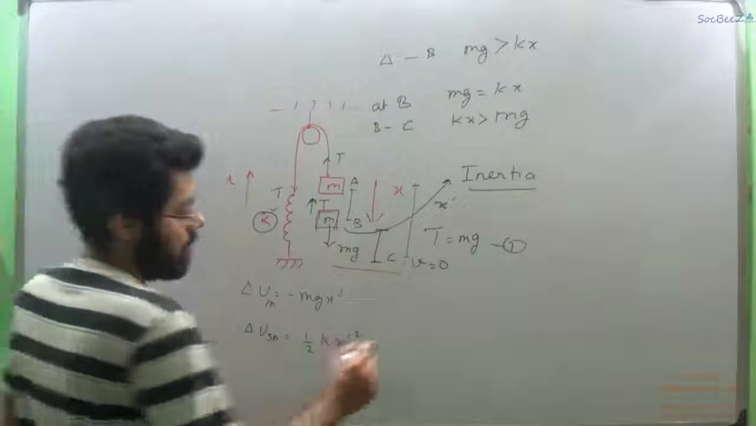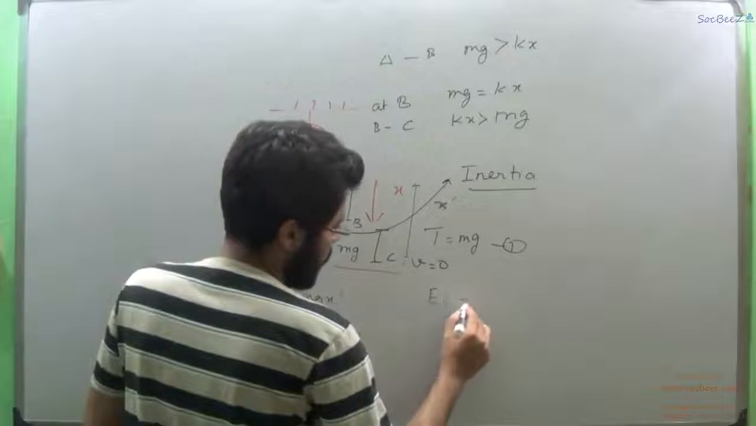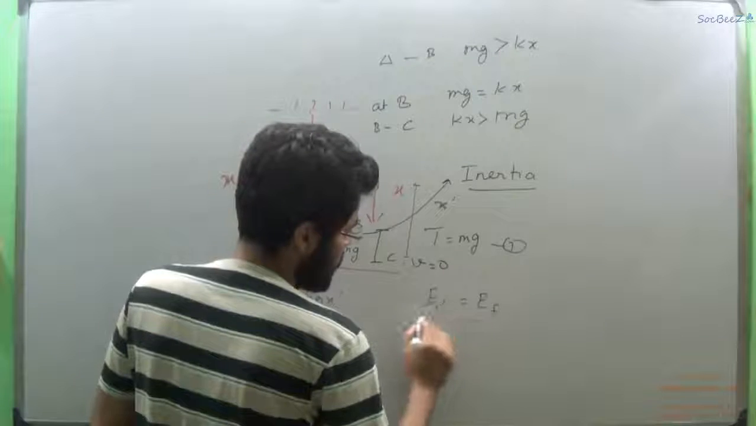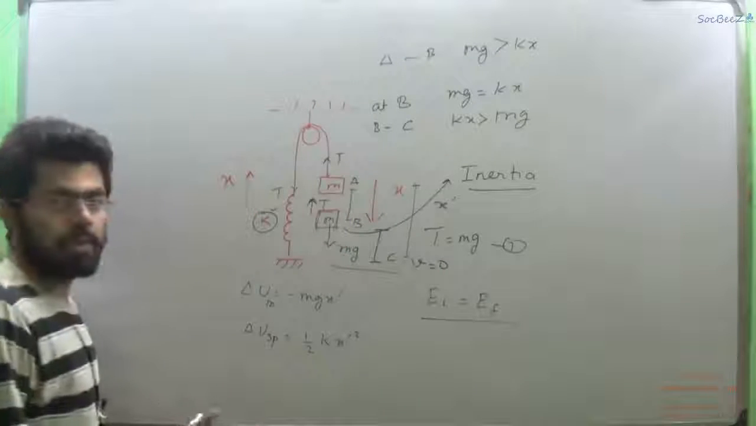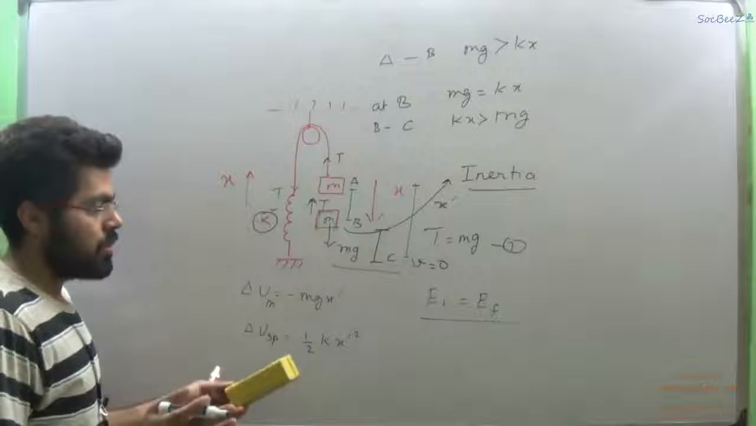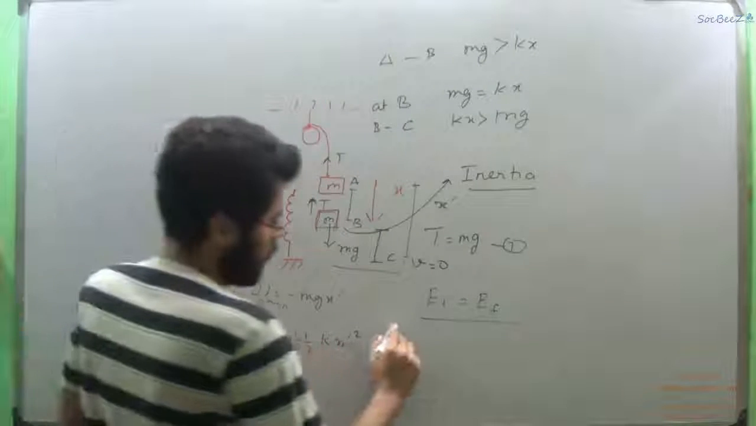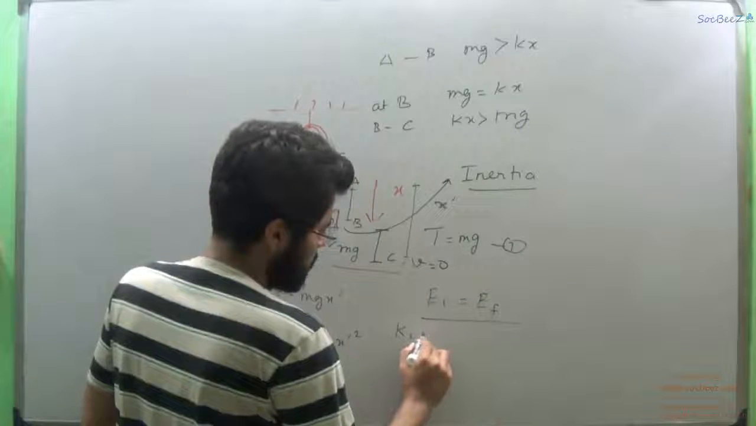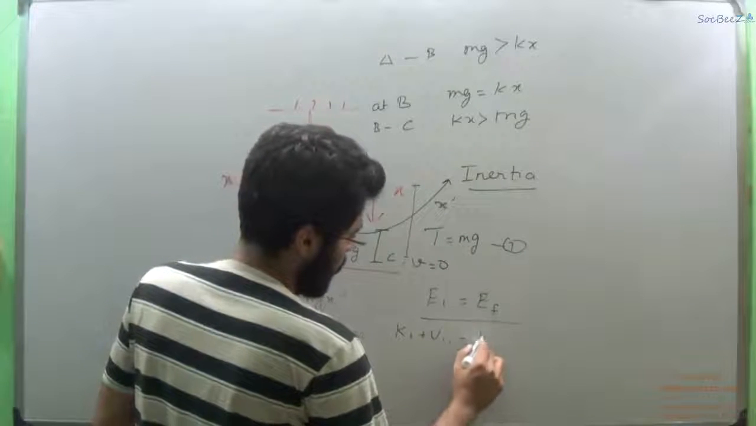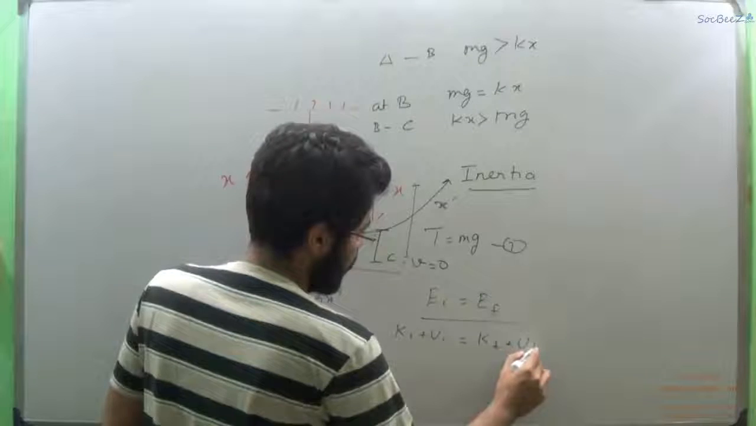It means we can say that total energy initial is equal to total energy final, because there is no external force acting on the system. Law of conservation of energy: if no external force is acting on the system, then total energy initial is equal to total energy final. It means kinetic energy initial plus potential energy initial is equal to kinetic energy final plus potential energy final.